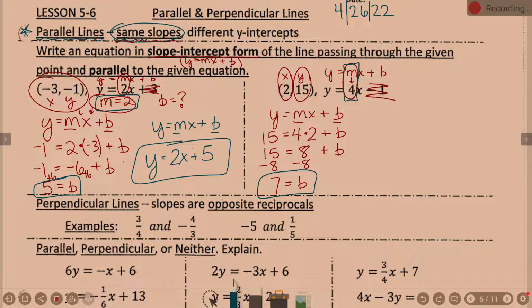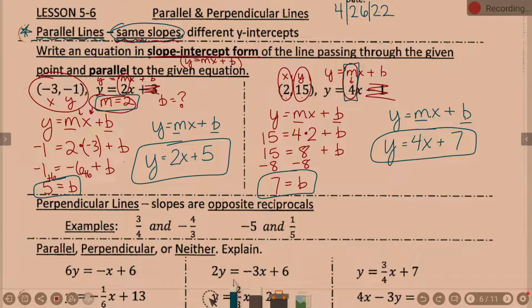We already talked about the fact that M is 4. So write your equation. If it's Y equals MX plus B, I need M and B filled in. M is 4. So Y equals 4X plus 7, because we just found B to be 7, yes? Parallel lines have the same slopes, so we use the same slope to find our B value.